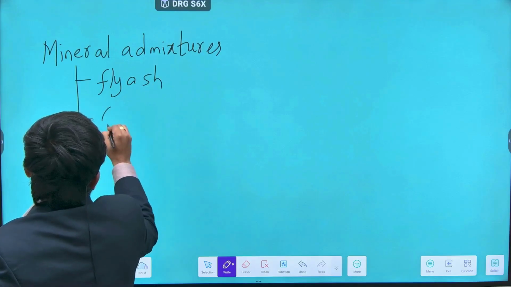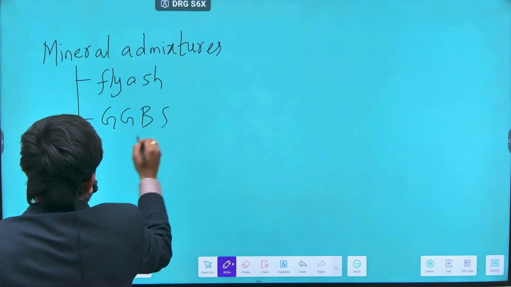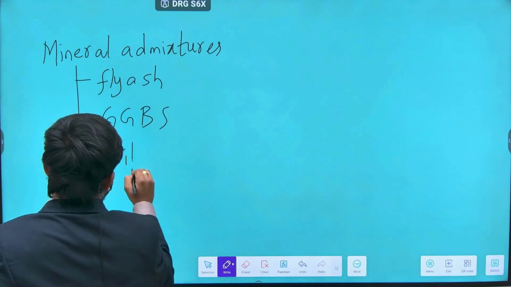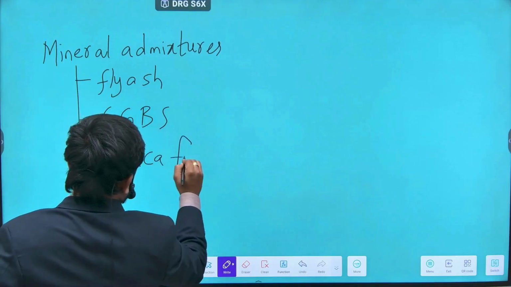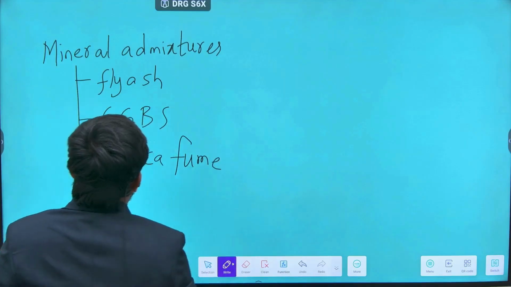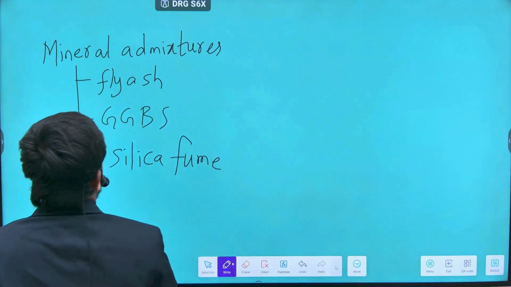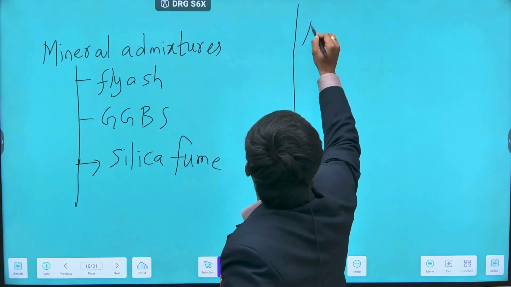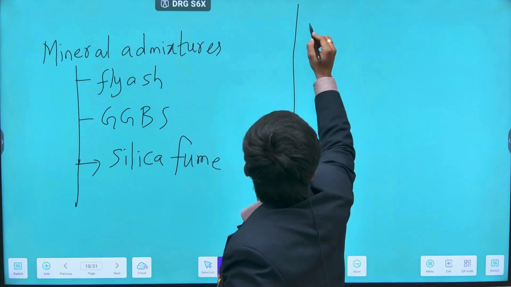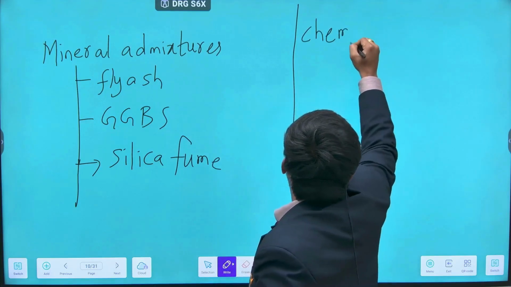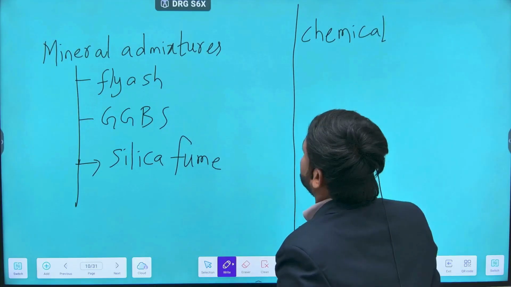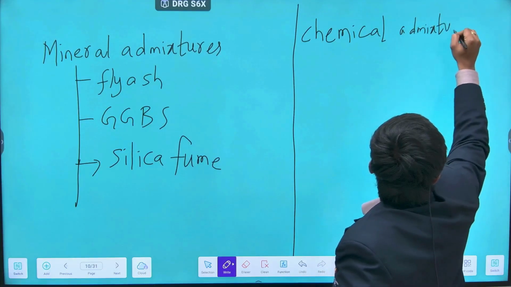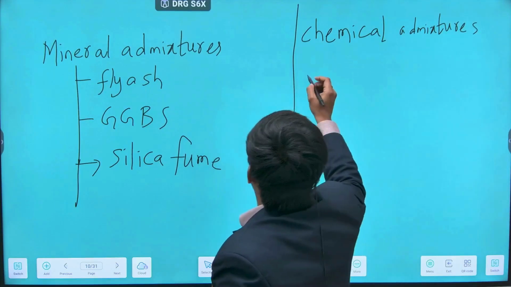Fly ash, GGBS, silica fume, chemical admixtures. What are chemical admixtures?